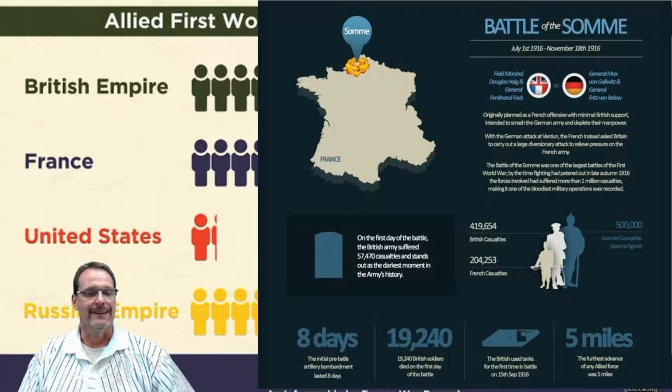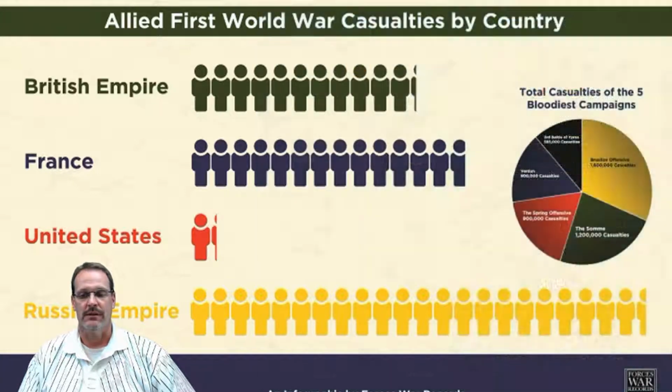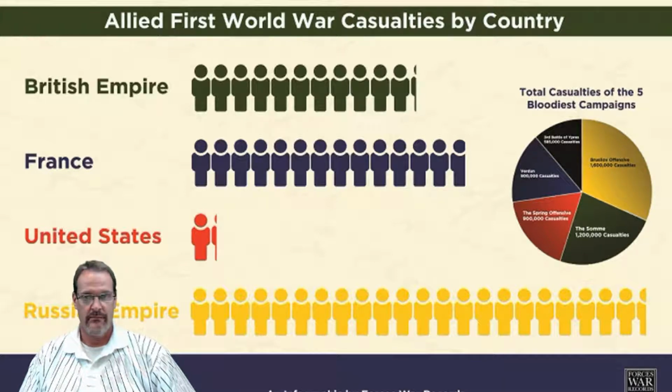21,000 British soldiers would die on the first day of the Battle of the Somme, which is the battle that basically stops the German advance. All right.